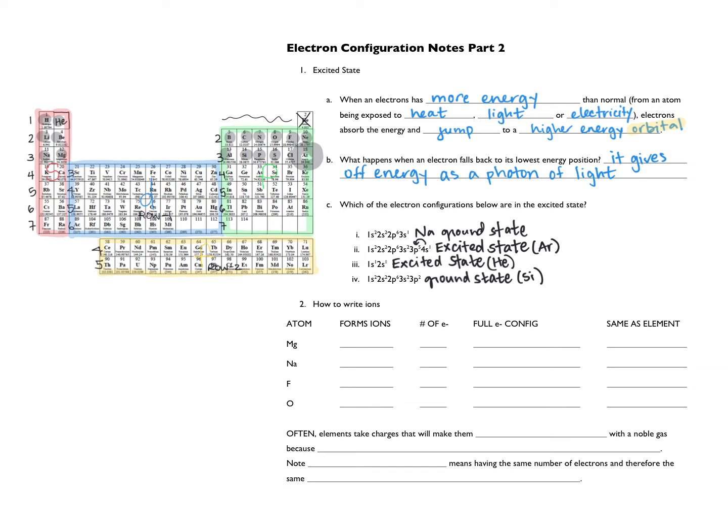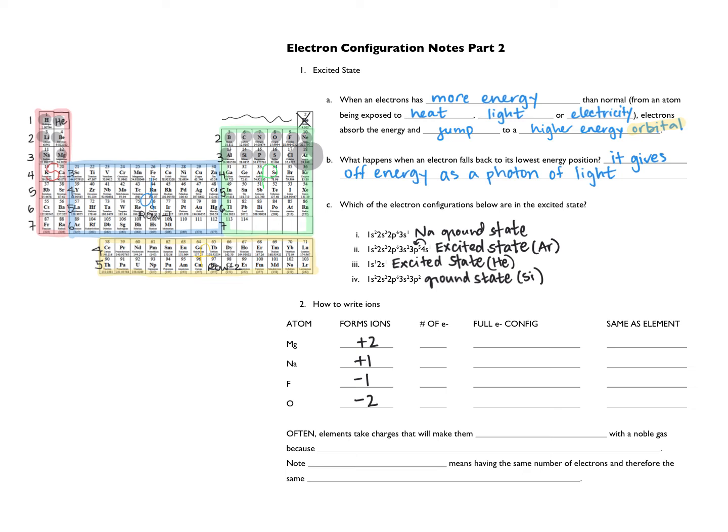Another thing we can do with Schrodinger's electron configurations is write the electron configurations of ions. They're pretty straightforward, and you should know what ions each of them form from both the periodic table that you have and also from looking at the periodic table Nearpod presentation. So magnesium makes a +2, sodium takes a +1, fluorine takes a -1, and oxygen takes a -2.